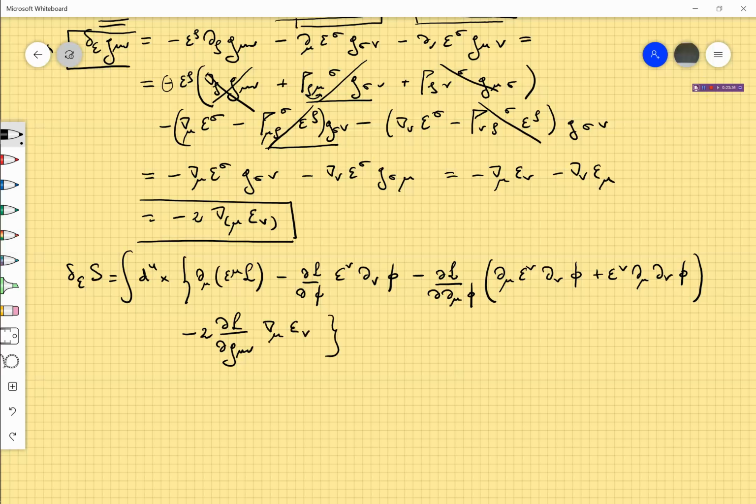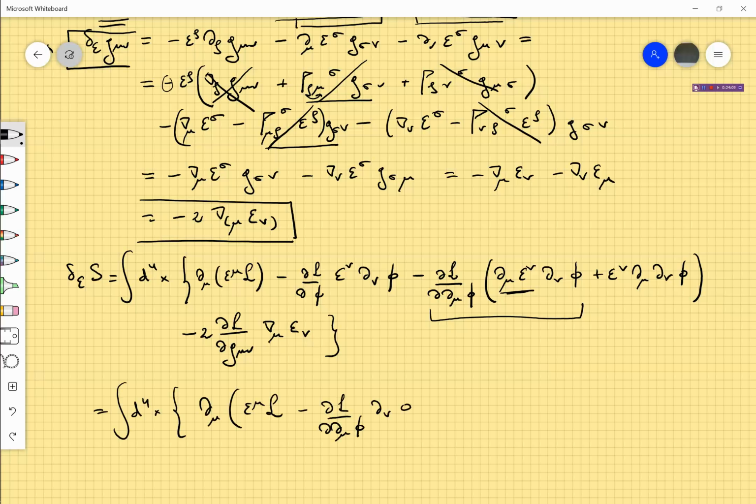Now, as usual, we want to get rid of derivatives of the parameters or the variations. Okay, and here we have only one. So I am going to integrate by parts all this term. This means that I get one more term in the total derivative, that comes with a minus sign, and which is partial L, partial nu phi, and partial nu phi, and epsilon nu.